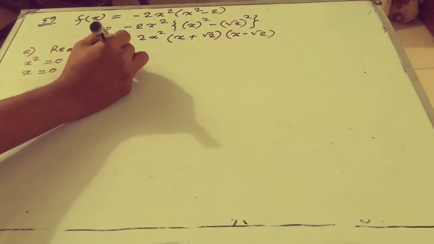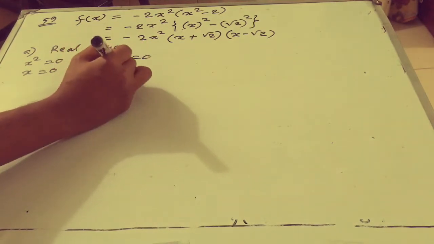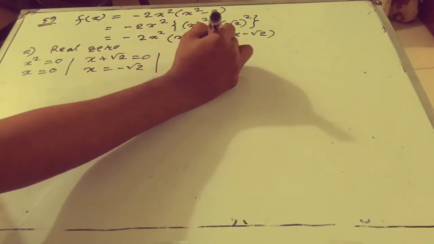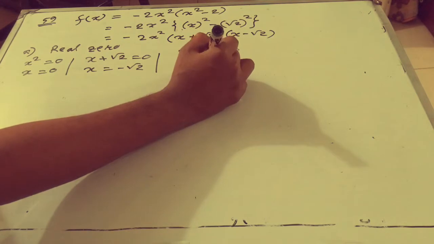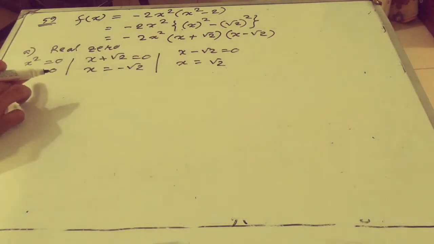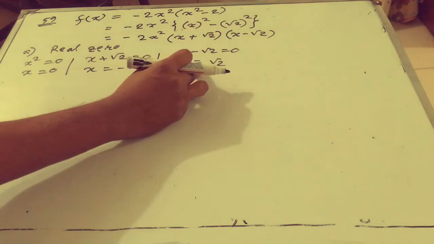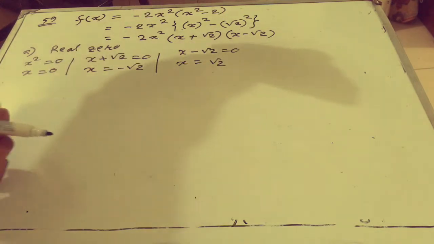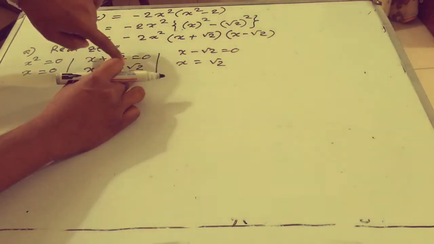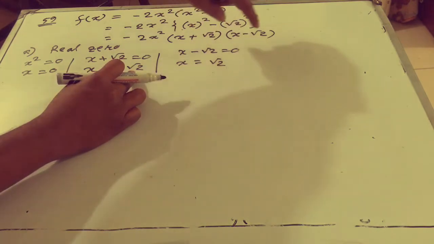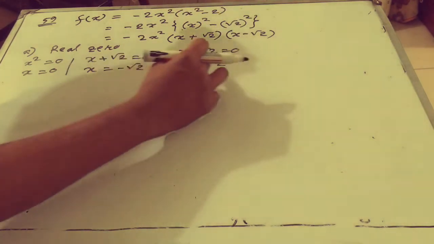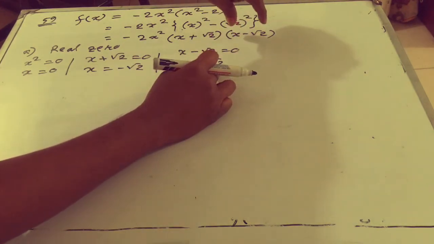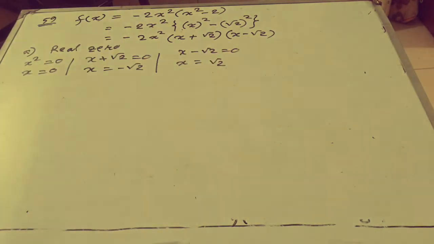The next one is x plus root 2 equals 0, so we have x equals minus root 2. Then we have another term, x minus root 2 equals 0, so x equals root 2. So we have got 3 real zeros: x equals 0, x equals minus root 2, and x equals root 2. If you put any of these in the whole function, this quantity will become 0, because for example root 2 minus root 2 equals 0, and then the whole function becomes 0. That's why these are called real zeros.